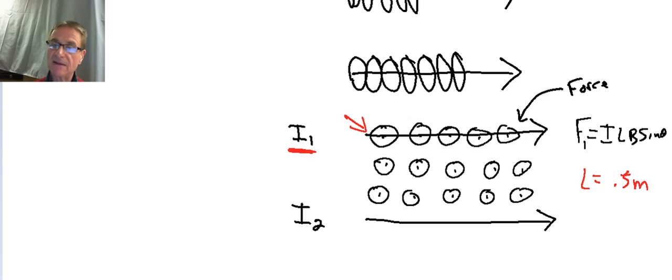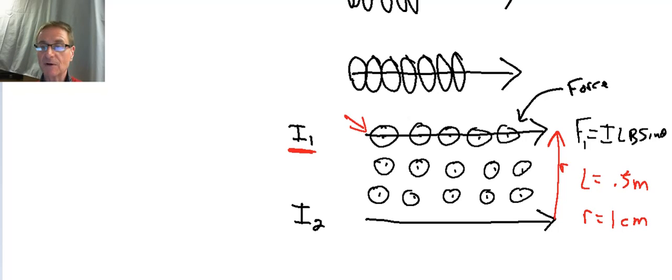And let's say that, well, we don't know what B is yet. Okay, we have to figure out B. Let's say that the distance R from wire number 2 up to wire number 1, this will be R here, and let's say that R is going to equal, we'll make it 1 centimeter. Okay, so we have, I think, enough information.